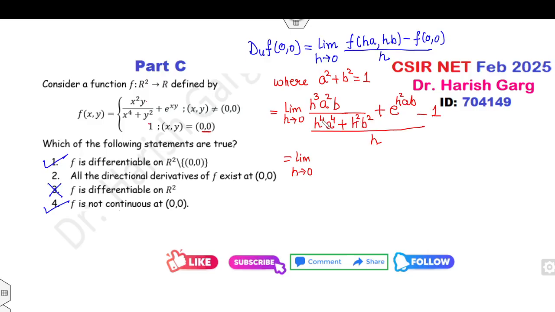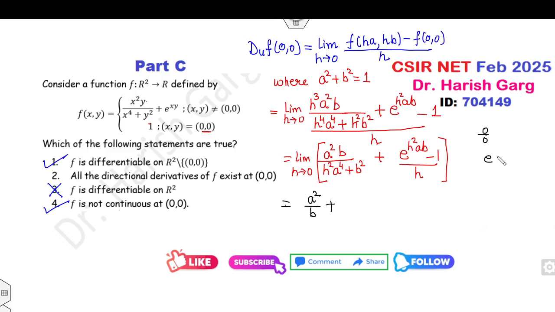If you separate them, h squared will be cancelled out, so h cubed will be cancelled out, so it is a squared b divided by h squared a^4 plus b squared, plus e raised to power h squared ab minus 1, over h. Is it fine? Now as h approaches 0, this first number will be a squared over b, and this other number will be in 0 by 0 form. So I can apply the L'Hopital rule.